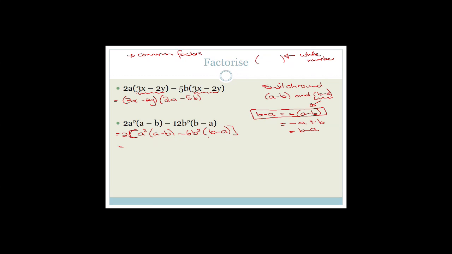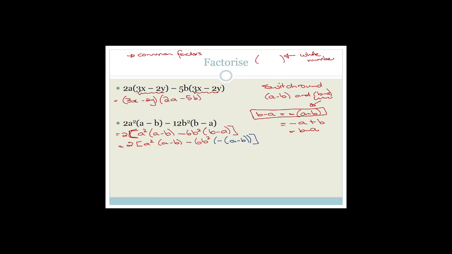Okay, so that's what we're going to do over here. We're going to do that. So we're going to go 2a squared (a minus b) minus 6b squared. And then I'm going to change the color so you can see what I'm doing. And I'm going to go bracket minus bracket (a minus b).